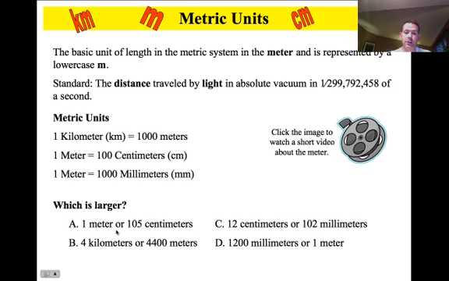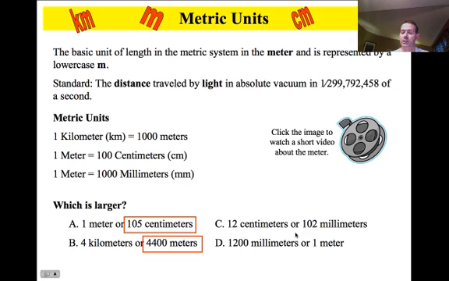So, which is larger, a meter or 105 centimeters? Did you check it out up here? We know what this is right here. You should then see that 105 centimeters is longer. B, 4 kilometers or 4,400 meters? 1 kilometer is 1,000, so 4 would be 4,000 meters. 4,400 is longer.